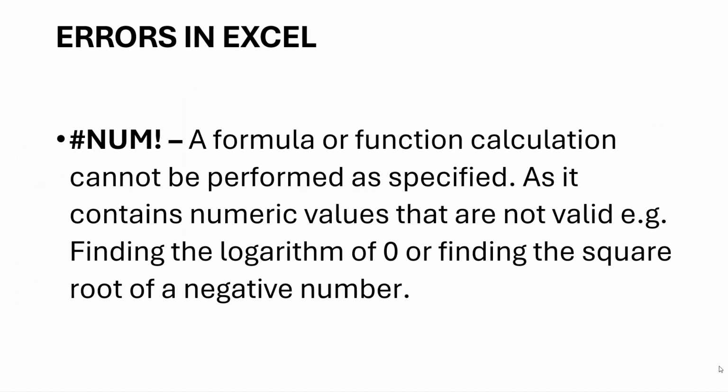The next error we're going to be looking at is the num error. So this is very similar to the math error on calculations. So it happens when a calculation cannot be performed as specified. For example, finding the logarithm of 0 or the square root of a negative number. These things simply do not exist, so you will get an error.